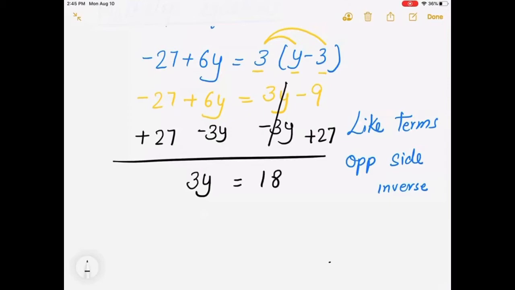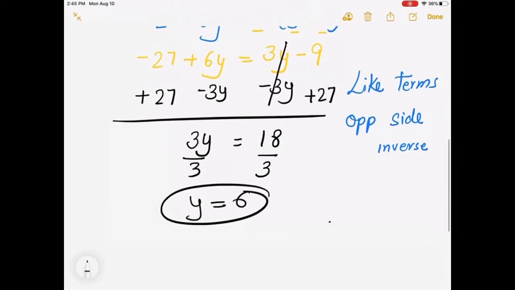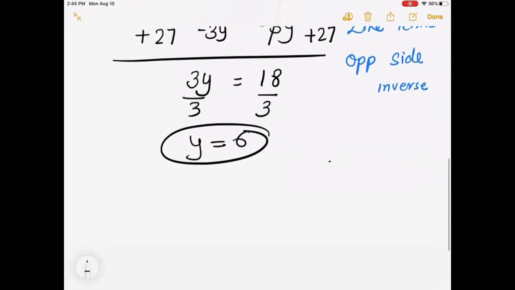And finally, this one looks like a normal equation. So pretty much you need to get rid of this 3, so I would divide by 3 both sides. And finally, my answer is going to be 6. And if you want to check your answer at the end, you could do that. Just plug in this number for y in the equation, and that's how you can check. If both sides are equal, it means this answer is correct.